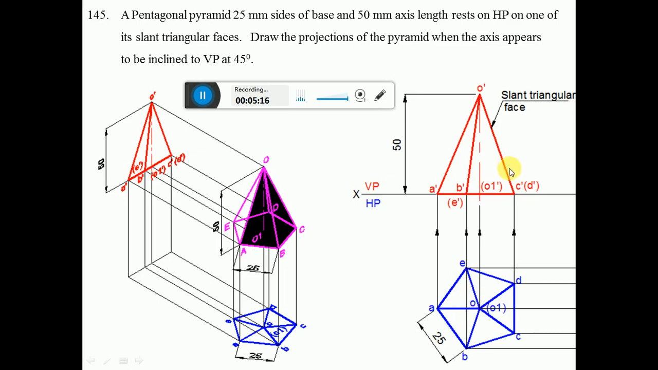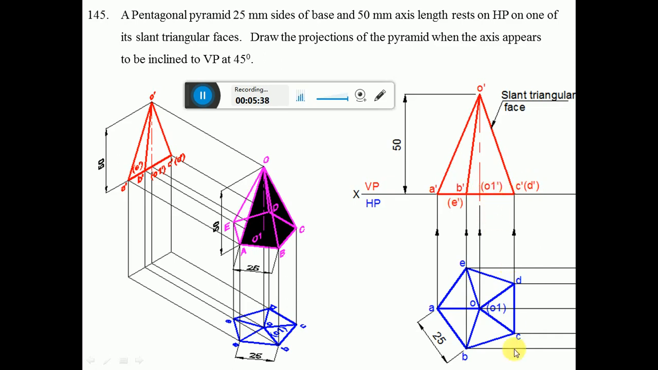Then we need to draw the front view. Since we need to draw the front view, draw a vertical projector from each of the edges and tilt the XY line, so that when you look from the front view, A dash, B dash, C dash will be visible since A, B, C are near to the observer. D and E are away from the observer, so D dash and E dash will become invisible.